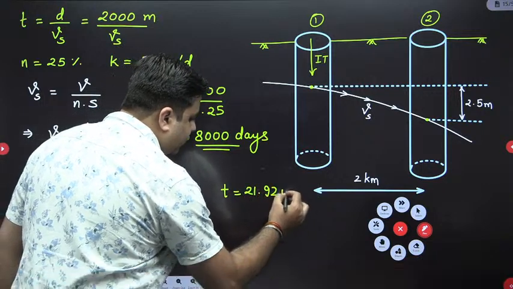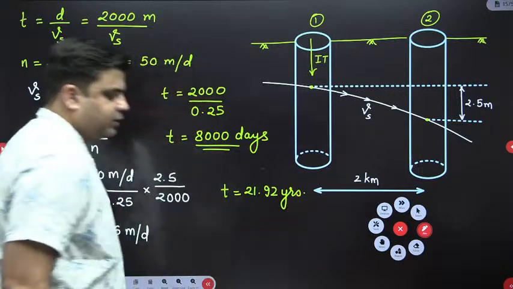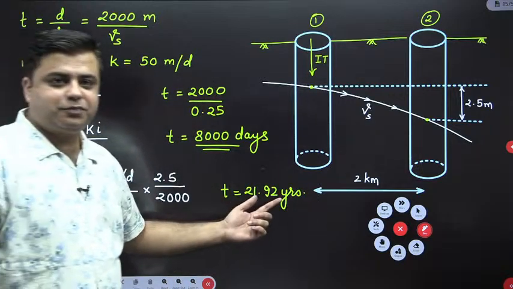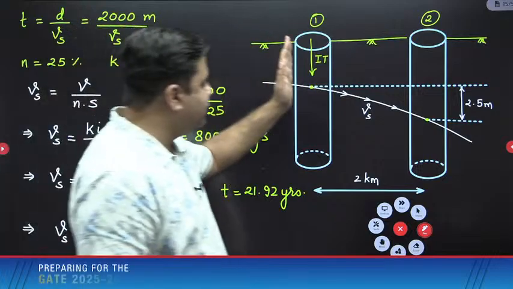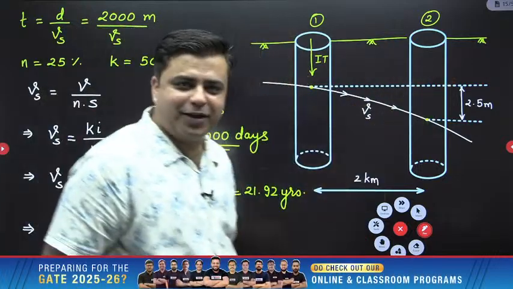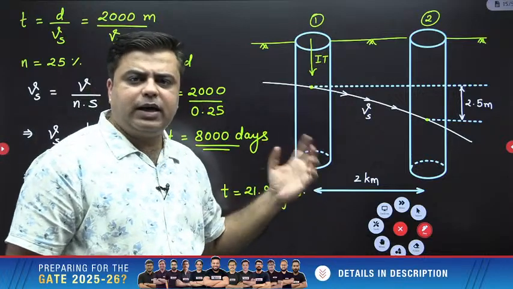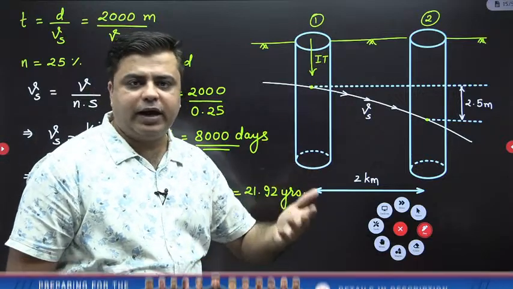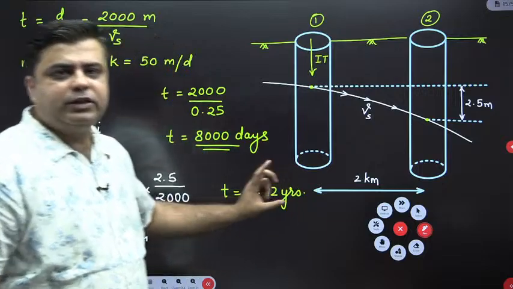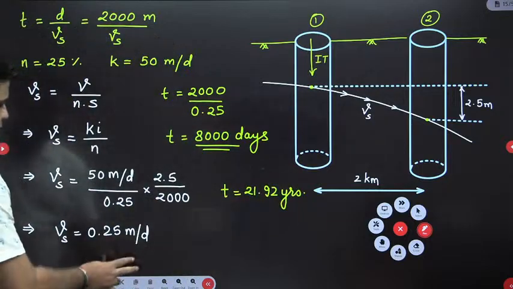This will be 21.92 years. In this much time, your inner tracer will reach from well 1 to well 2. Okay. So again, a very important variety of question, multiple times asked for environment, for hydrology, irrigation. So keep a check on this type of questions. Okay. Chalo, moving ahead with this.